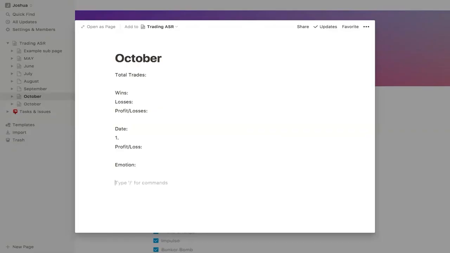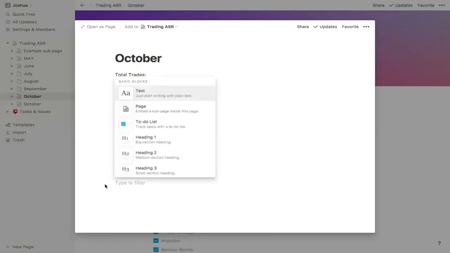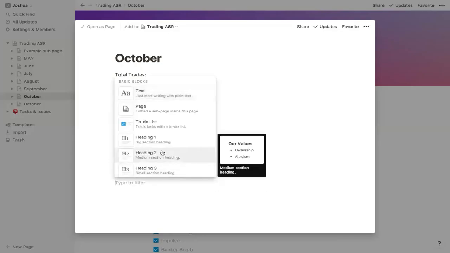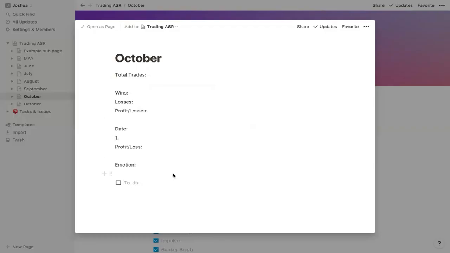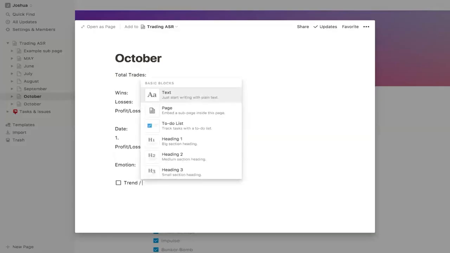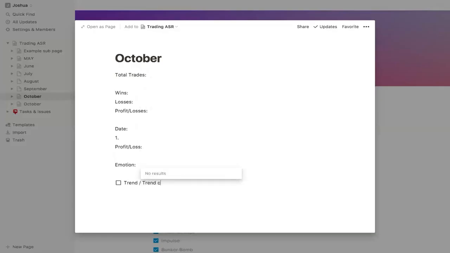Then what I like to do is set up a tick chart. If you click on this little plus sign here, you can go down to all these different lists of things. If you click on to-do list, which is a tick chart, then I like to put in what I'm looking for before I take the trade. So I'm looking at trend/trend change. Okay, just push return, it'll take you to the next one. We're looking for impulses. Okay, next one, bunker bomb.